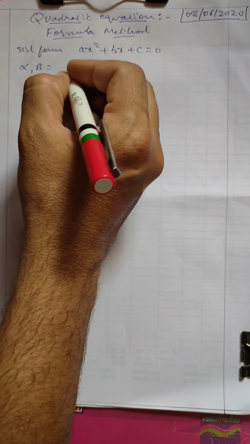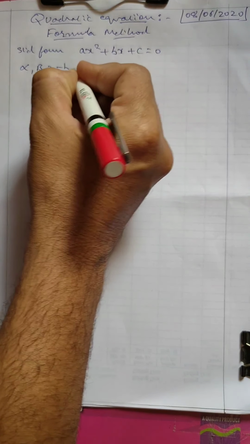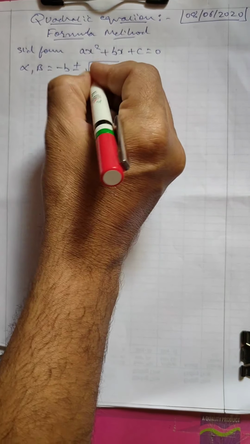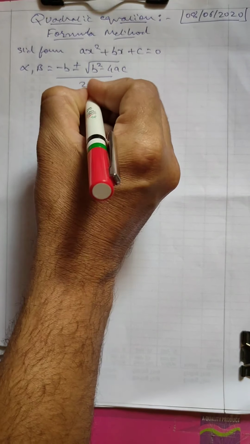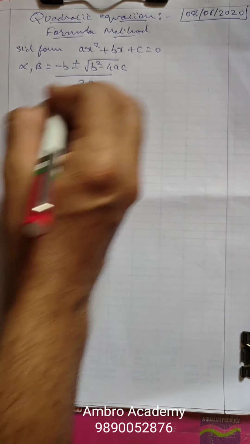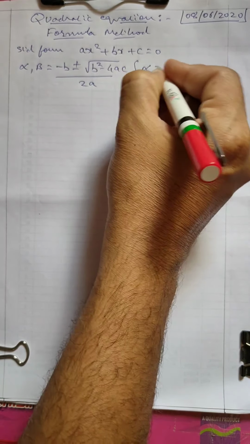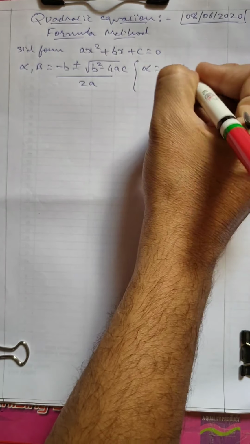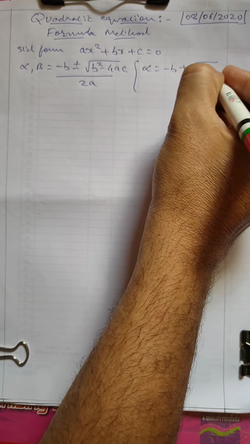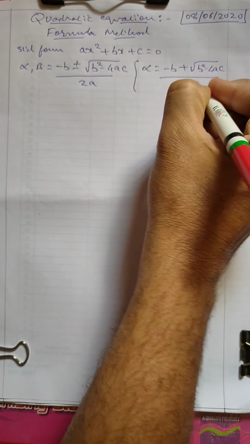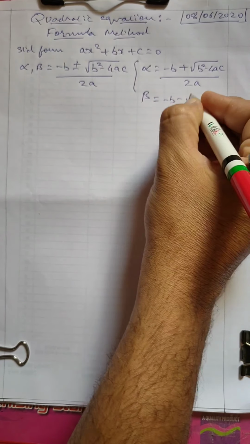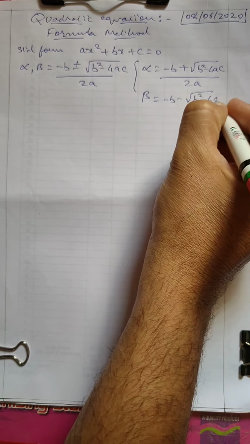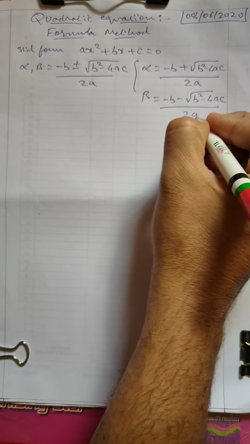These two roots have the value minus b plus or minus under root b square minus 4ac upon 2a. That means one of the roots, alpha, will be minus b plus under root b square minus 4ac upon 2a, and beta will be minus b minus under root b square minus 4ac upon 2a.